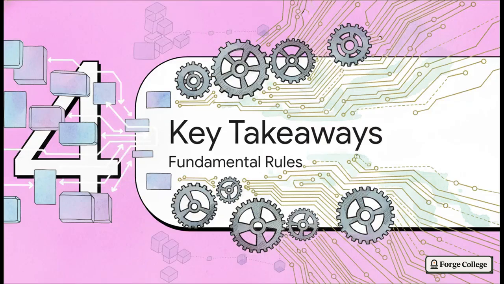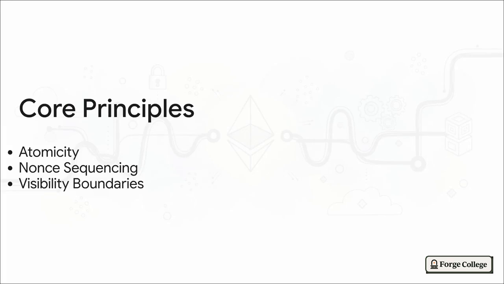So, the crucial point is summarized in Section 4, Key Takeaways. Let's review the fundamental rules. Okay, here are your 3 core takeaways from today's blueprint. Number 1 is atomicity. Transactions either perfectly apply their state changes to the block or they fully revert. There is absolutely no partial commit on Ethereum. It's all or nothing.